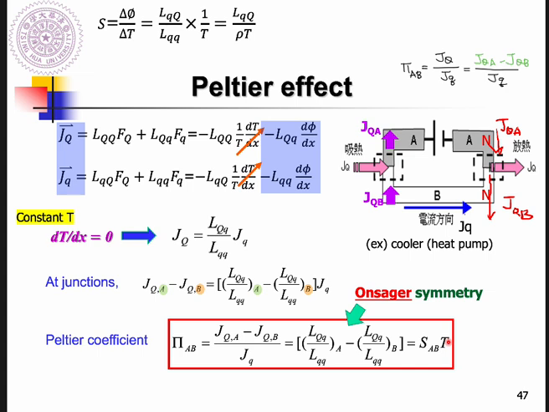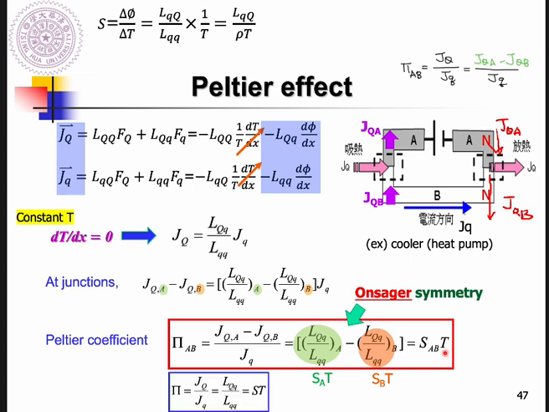SAB times T. Why? Because L small q capital Q equals sigma S T. So this is S times T, and because S is a material property, you put the A, specific for material A, SAT minus SBT, and T put outside. We have SA minus SB, so it's the Seebeck coefficient SAB. So we get the Peltier coefficient equals SAB times T.